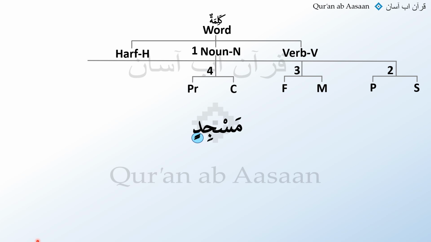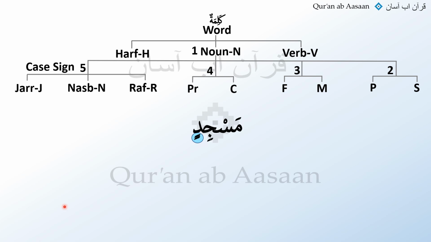And then comes the case sign. What is the sequence of the case signs? It's Raf, Nasb, and then Jar. So originally the noun is supposed to be in Raf. It changes to Nasb and Jar because of one reason or another. Okay.